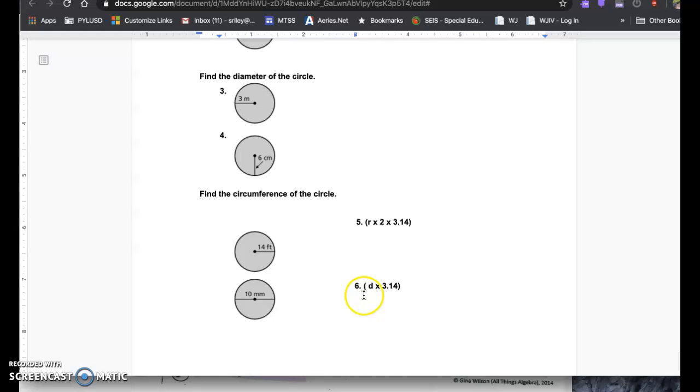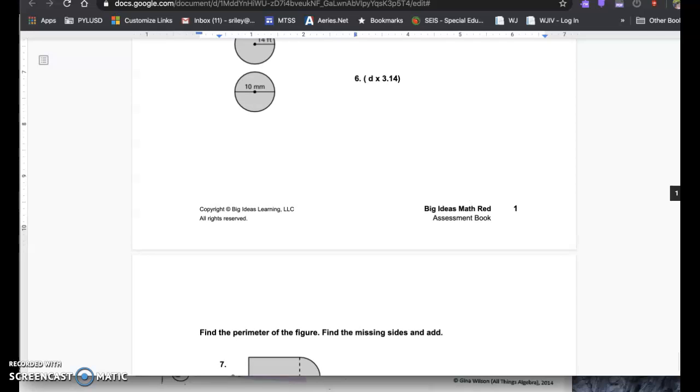For this one, you take the diameter for 6, so this one is 6, and you times it by 3.14 to get the circumference, or the distance around your circle.